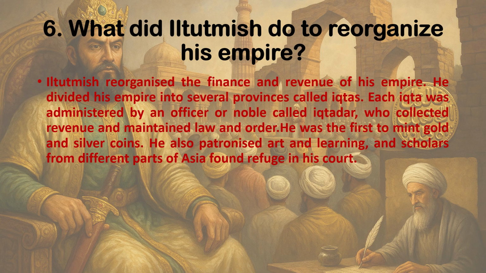What did Iltutmish do to reorganize his empire? Iltutmish reorganized the finance and revenue of his empire. He divided his empire into several provinces called iktas. Each ikta was administered by an officer or noble called iktadar, who collected revenue and maintained law and order. He was the first to mint gold and silver coins. He also patronized art and learning, and scholars from different parts of Asia found refuge in his court.